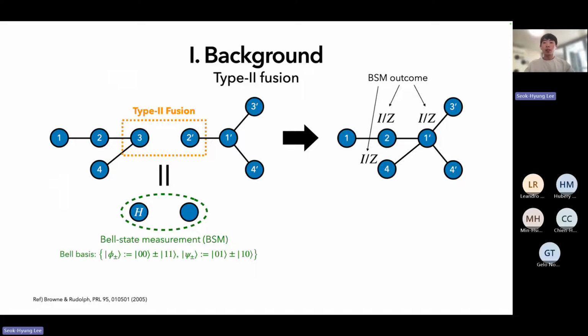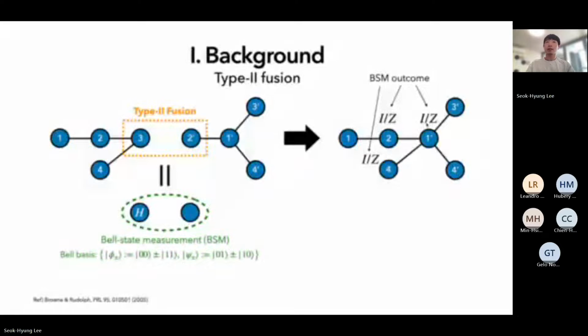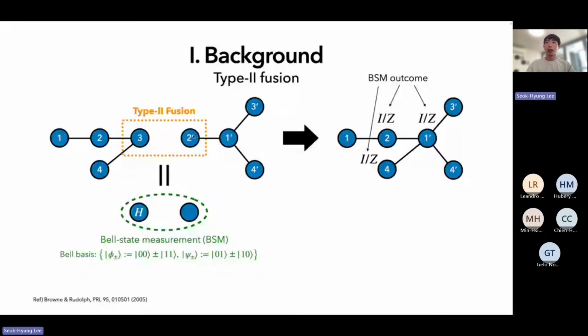Instead, we can use this type-2 fusion operation for generating graph states. This type-2 fusion is basically not different from Bell state measurement, but with a tiny modification of a physical Hadamard gate. By applying a fusion between two graph states, we can merge them into one graph state. In more detail, by applying a fusion between these two vertices, we can connect every pair of the neighborhoods of this vertex and the neighborhood of this vertex. So we connect this vertex 2 and 1 prime and 4 and 1 prime. So it becomes like this. But we need to apply some Pauli modification based on the Bell state measurement outcomes of the fusion.